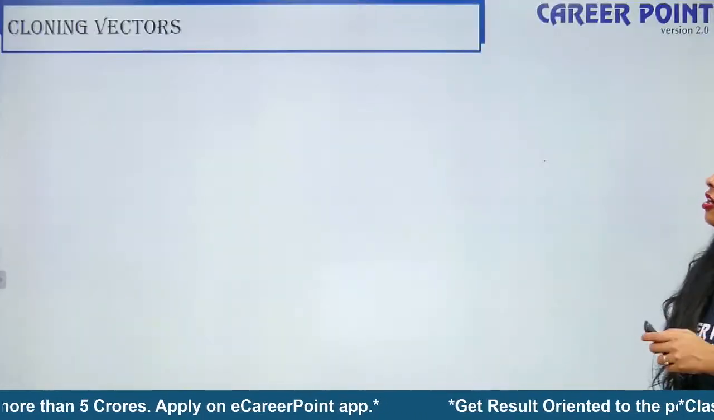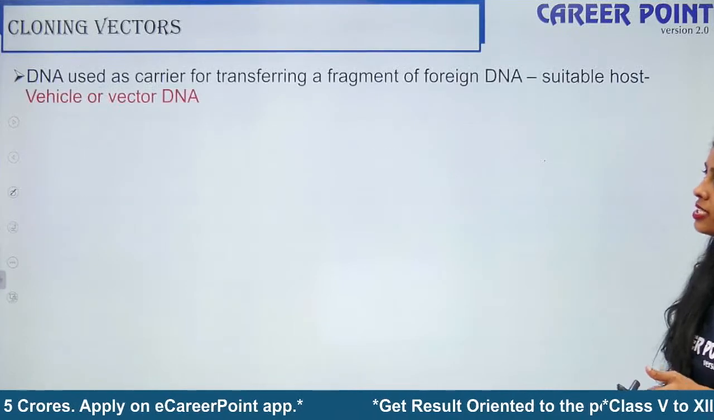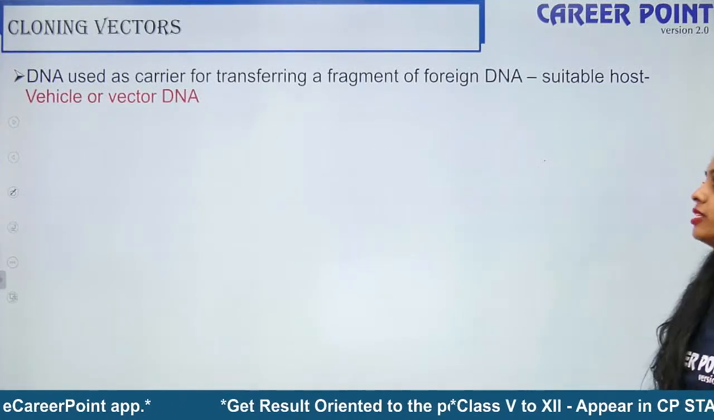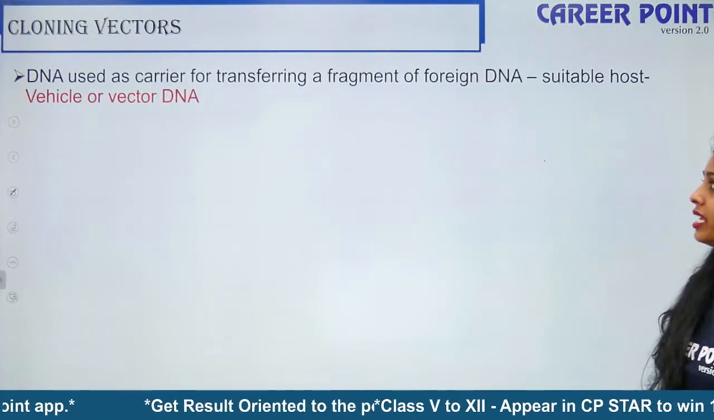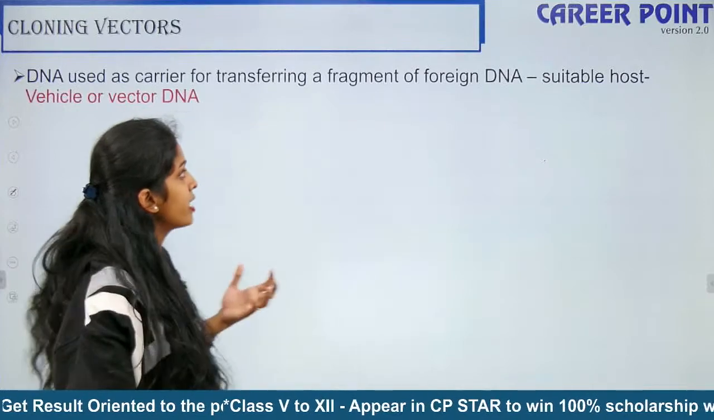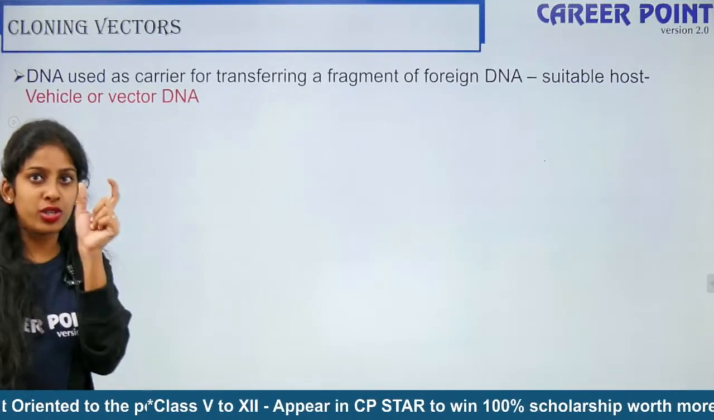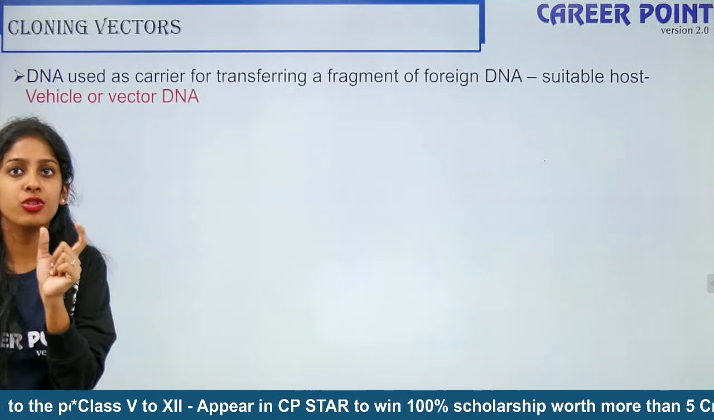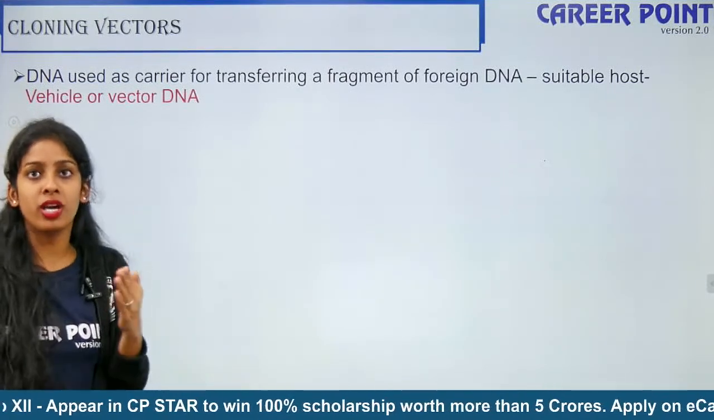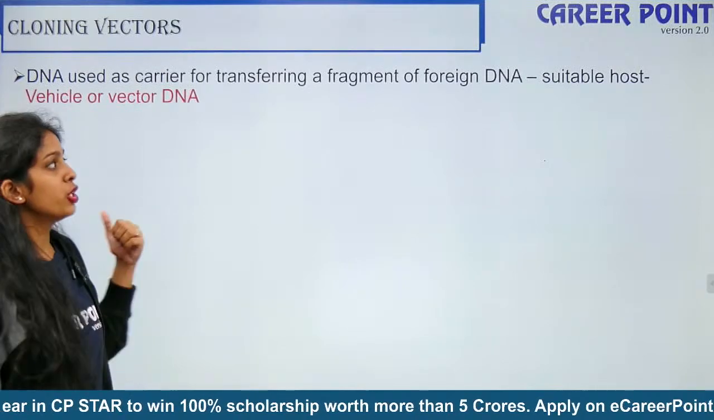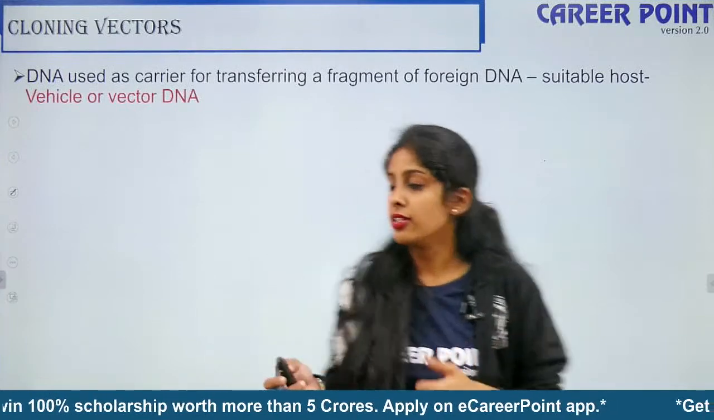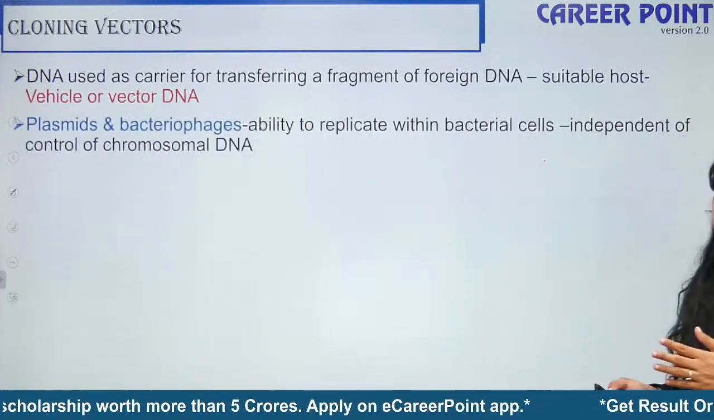Alright, so the first thing: what is a vehicle or a vector DNA? The definition goes like this: DNA used as a carrier for transferring a fragment or piece of foreign DNA. You just have a piece of DNA, that is your gene of interest, and to transfer that to a particular host, here our host is bacteria, you need what is called a vehicle DNA or a vector DNA. That is called a vector.